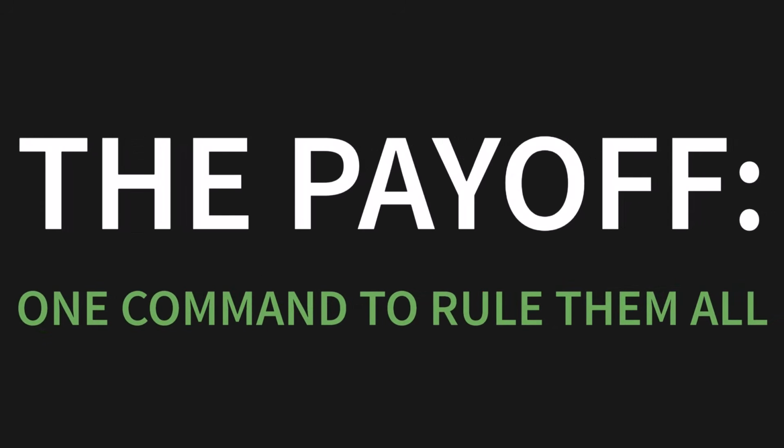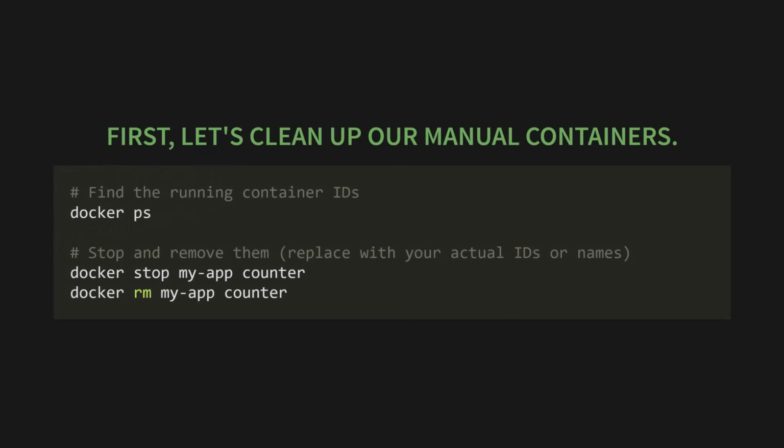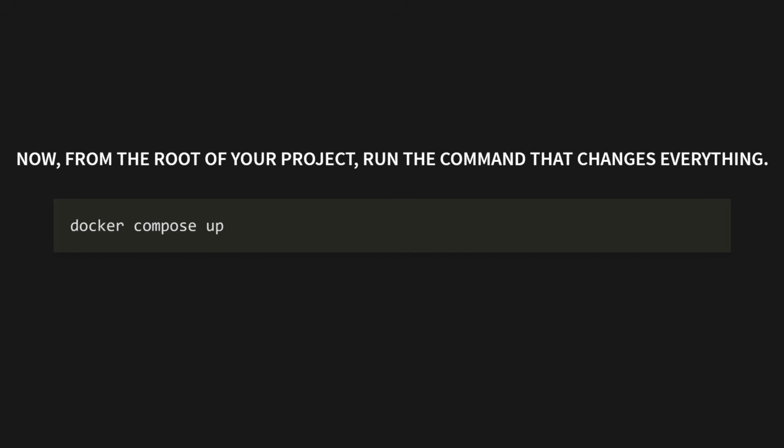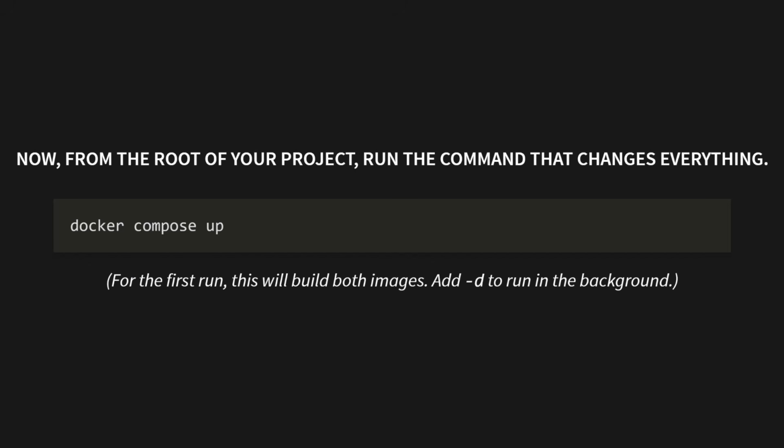And now for the payoff. One command to rule them all. First, let's clean up our manual containers so they don't get in the way. You can find their IDs with docker ps, then just stop and remove them. docker stop my-app counter, and docker rm my-app counter. Now, from the root of your project, run the command that changes everything. docker compose up. For the first run, this will build both of your images, and pro tip, you can add a -d to run everything in the background.